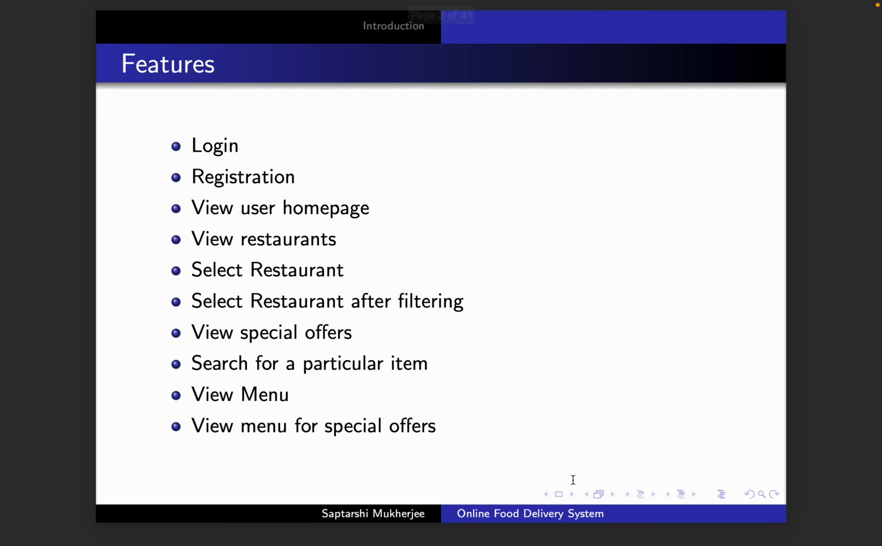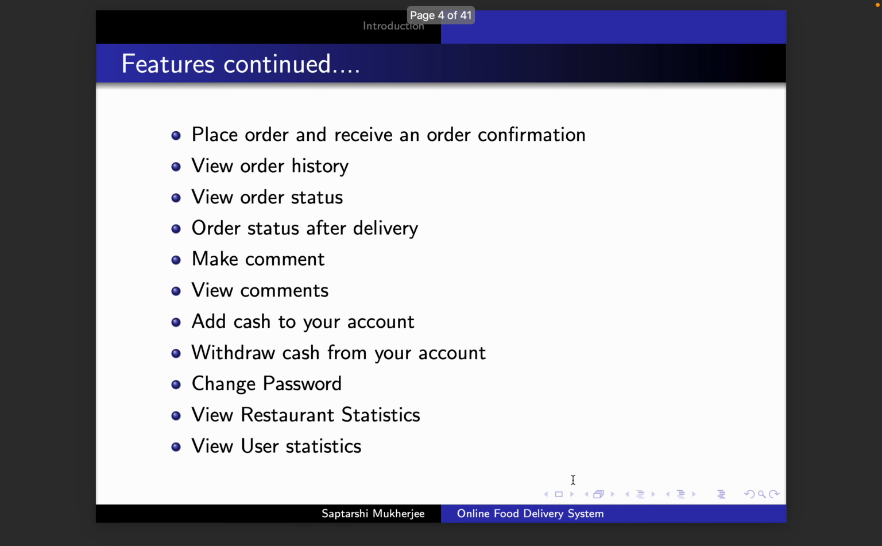So, here are some of the features like login, registration, view user homepage, view restaurant, select restaurant after filtering, view special offers, search for a particular item, view menu for special offers, then place order and receive order confirmation, view order history, view order status after delivery, make comment, view comments, add cash to your account.